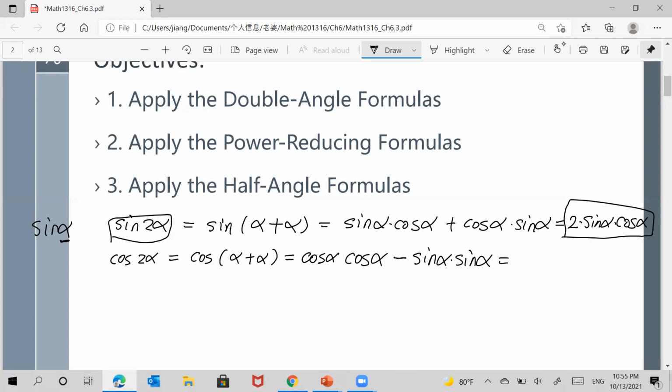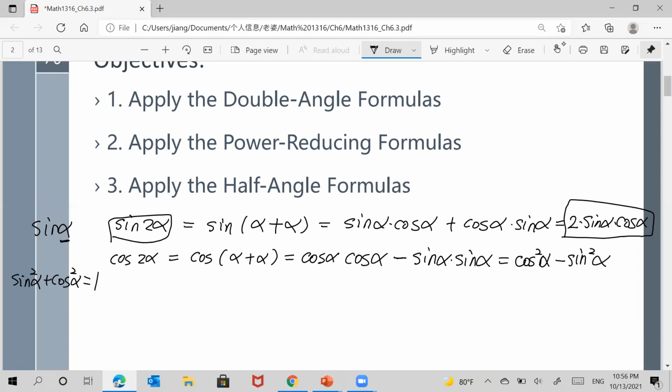This equals cosine alpha squared minus sine alpha squared. And look at this term: we have learned the Pythagorean Theorem. Put it here: sine alpha squared plus cosine alpha squared equals 1. That means this term can be replaced by 1 minus sine alpha squared.